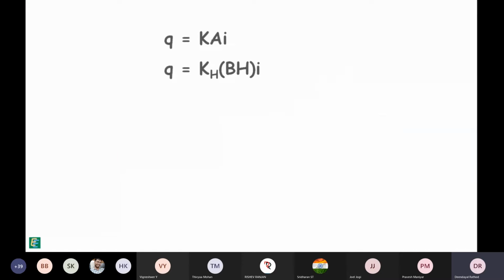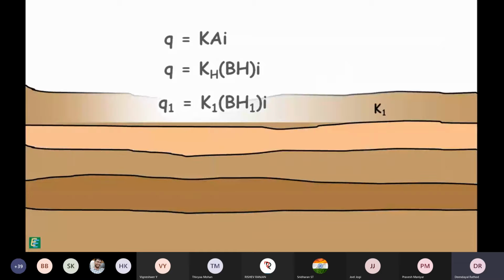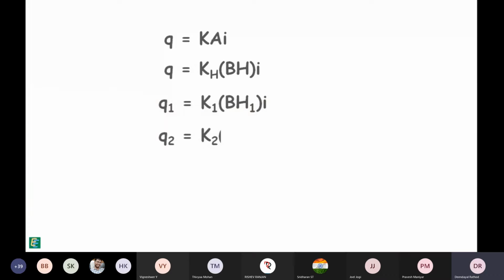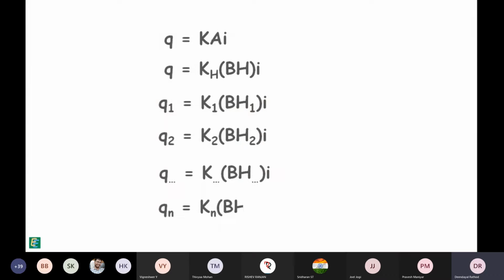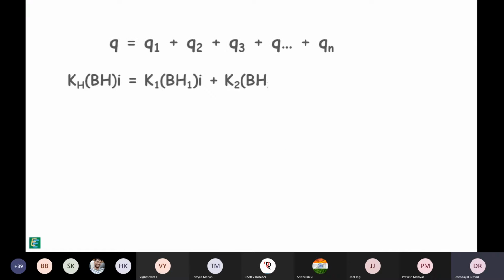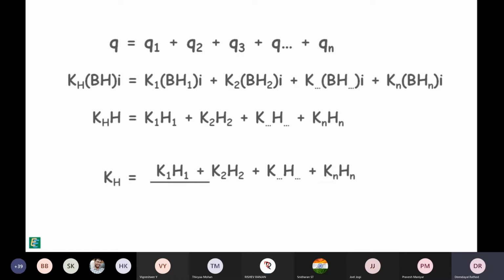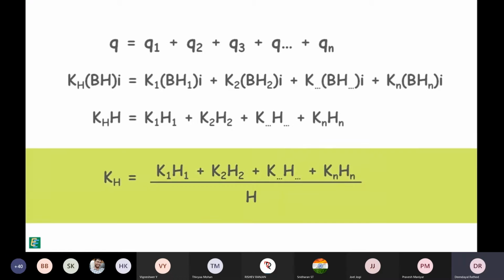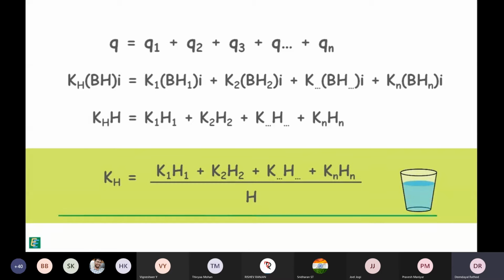Similarly, discharge through the first layer can be written as this. Here, K1 is the permeability of the first layer, which is of thickness H1. Discharge through the second layer is this, and so on. Substitute all these values in equation number 1. By simplifying this, we can get the permeability value of the stratified soil deposit when the flow of water is in the horizontal direction.